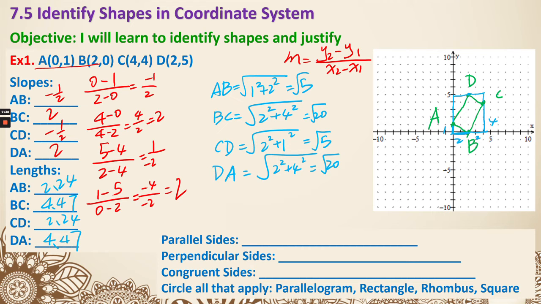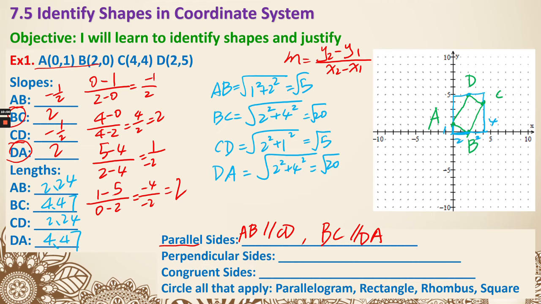Now that we have found all the lengths and all the slopes, let's decide about parallel lines and perpendicular lines and congruent sides. So, first, slope. Parallel sides means they have the same slope. You can clearly see AB and CD, they are both negative 1 half. So we're going to write AB is parallel to CD. And then BC, DA, these are both 2, so BC is also parallel to DA.